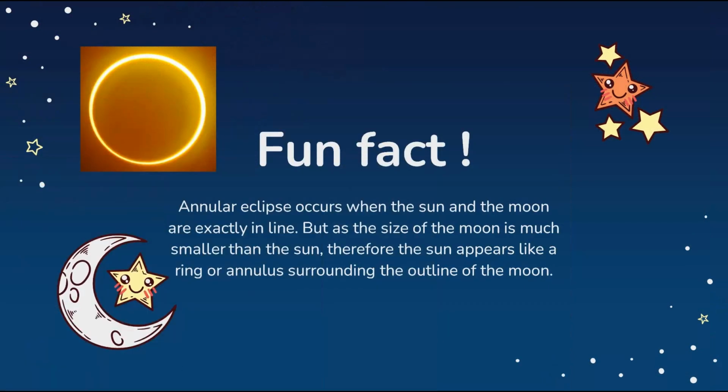And let's learn a fun fact. Annular eclipses occur when the sun and the moon are exactly in a line. But as the size of the moon is much smaller than the sun, therefore the sun appears like a ring or an annulus surrounding the outline of the moon. So as you can see in the picture here, it looks like a ring of light or like a golden ring, as the moon is much smaller in the middle.